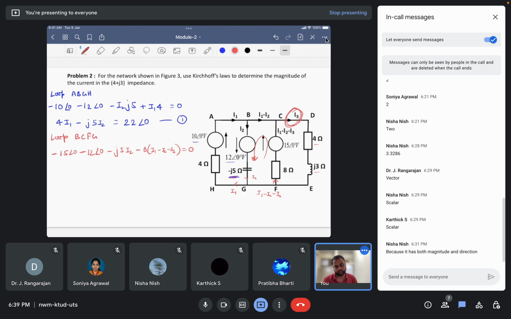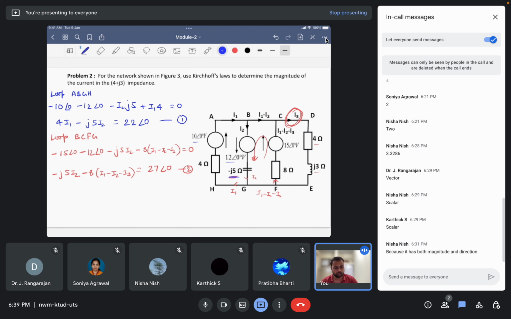Again, on the right side we will put the known values. On the right side we have 15 and 12, that is 27, angle 0. On the left side, the unknowns: minus J5 I2, and minus 8 (I1 minus I2 minus I3). We'll call this equation number 2.